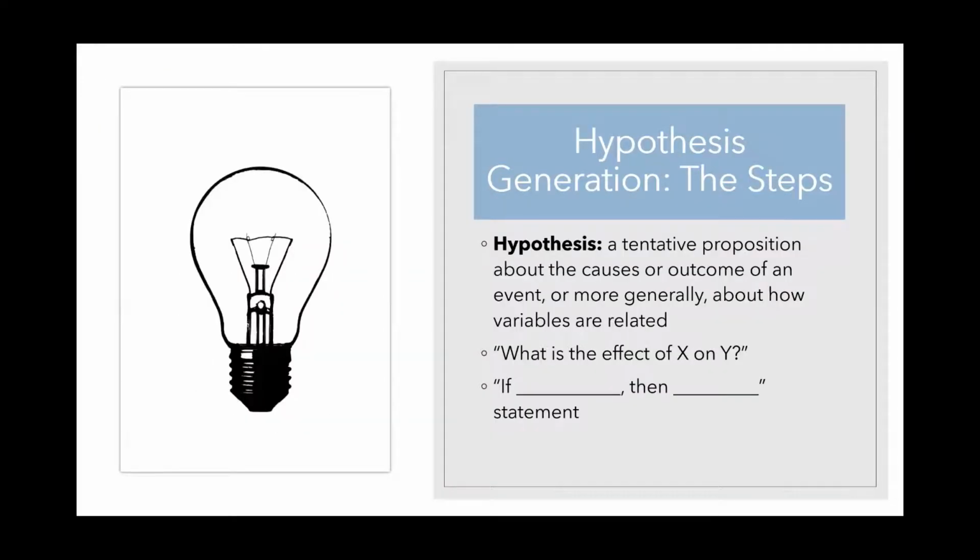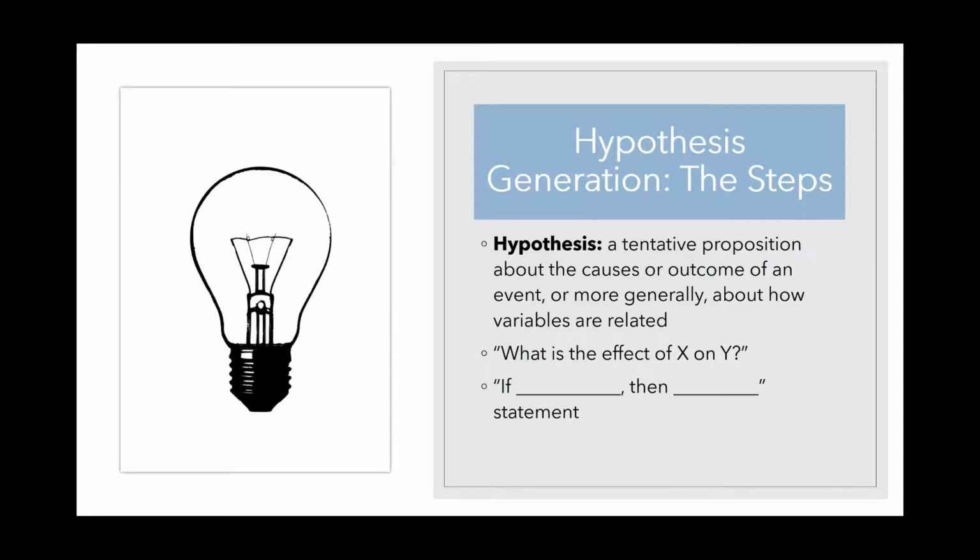So what exactly is a hypothesis? How is it different than a research question? Because it is different, and I have been separating the two. A hypothesis is a tentative proposition about the causes or outcomes of an event, or more generally, about how the variables in your research question are related. A research question is a question about the relationship between two or more variables. A hypothesis is a specific prediction about what the relationship is like.